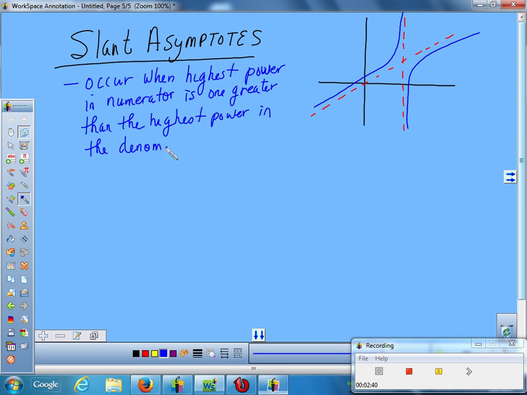So the numerator is 1 greater than the highest power in the denominator. You can have slants. But you're not going to love how one finds them. There will be no horizontal. If this happens, there will be no horizontal. You cannot have a horizontal and a slant in the same problem.